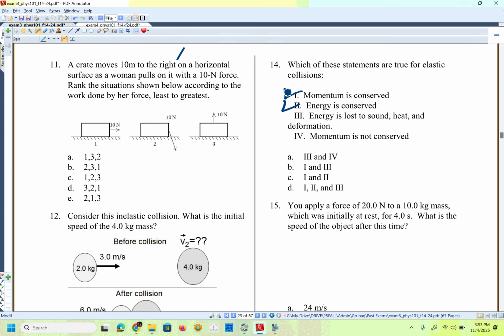That's why conservation of momentum is so powerful, because it's true in every situation. Anytime you bump into something, momentum is conserved. And so if those two are true, then 3 and 4 are not true. I mean, those are opposite of 1 and 2. Momentum is conserved, or momentum is not conserved. Energy is conserved, or energy is lost. So what we lose is the opposite of being conserved. So 1 and 2, which is B, or no, C, excuse me, C is the right answer.